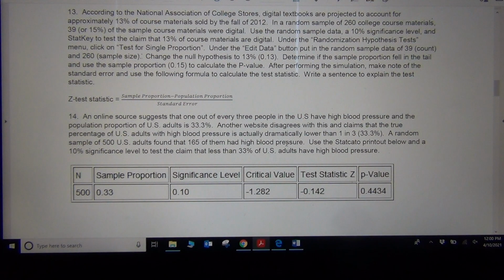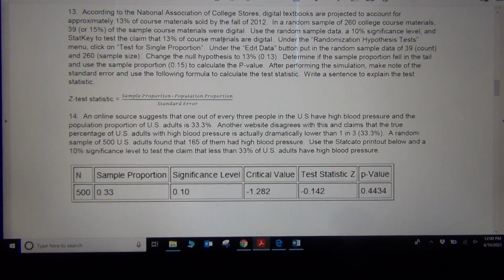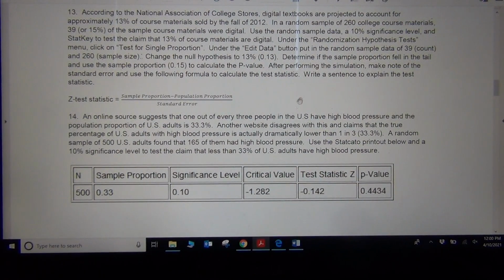Okay, so it looks like we're doing a randomization hypothesis test. So it's not a traditional hypothesis test, where we'll actually be using random simulation. All right, so let's take a look. So the first thing we wanted to get at is, what's the claim? What do they think is true? So it says here that we're testing the claim that 13% of course materials are digital. So it doesn't say more than 13%, doesn't say less than 13%. So it looks like our claim is just equal to 13%.